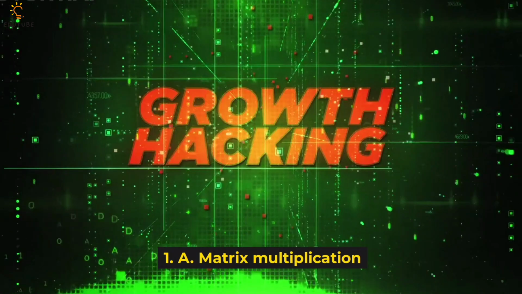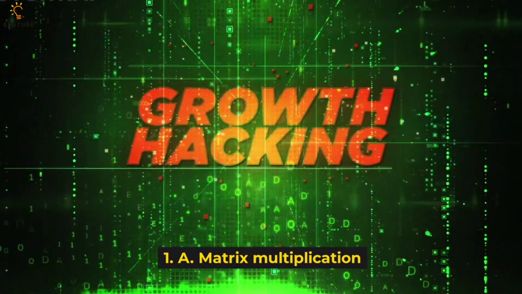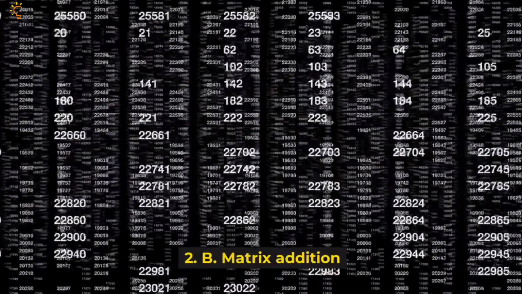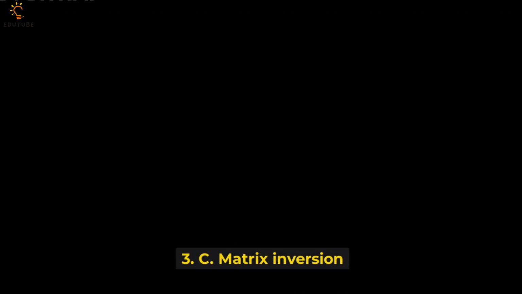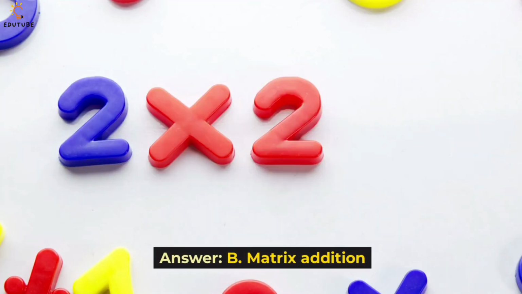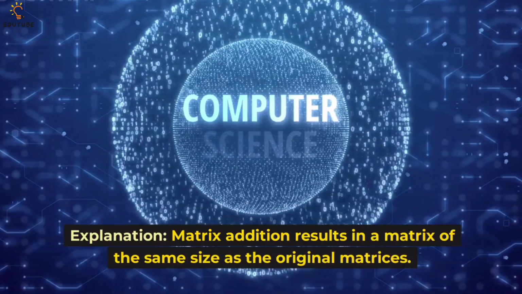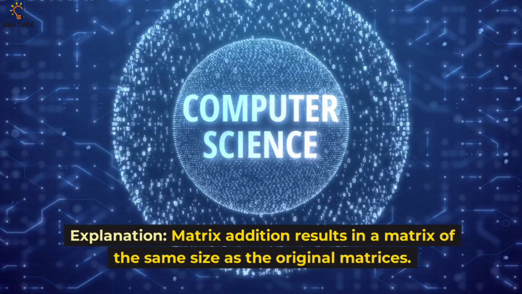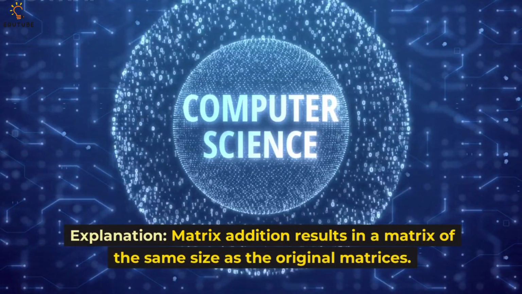28. Which matrix operation results in a matrix of the same size? A. Matrix multiplication. B. Matrix addition. C. Matrix inversion. Answer: B. Matrix addition. Explanation: Matrix addition results in a matrix of the same size as the original matrices.